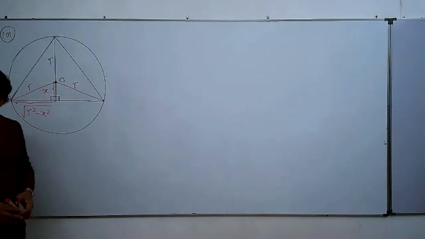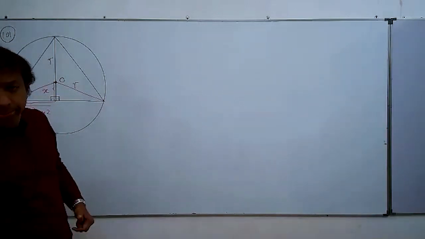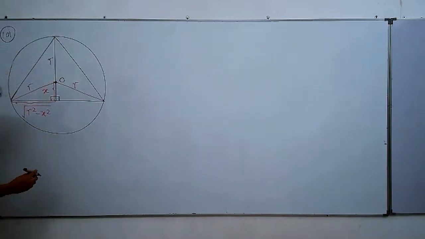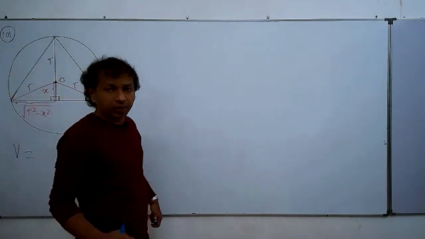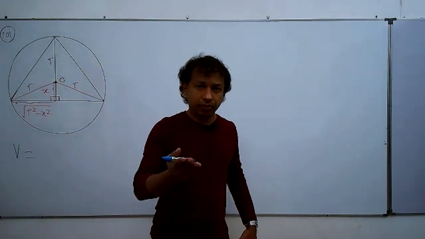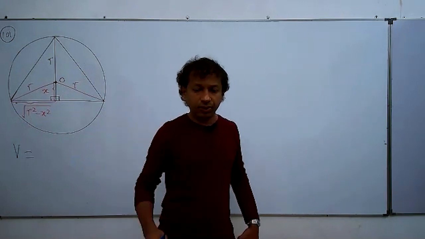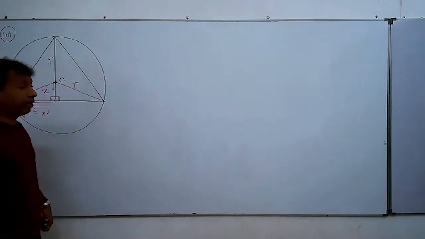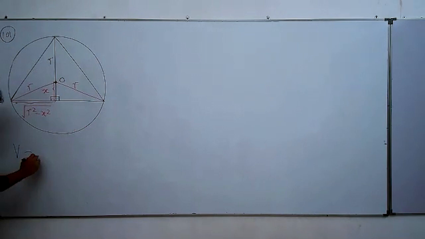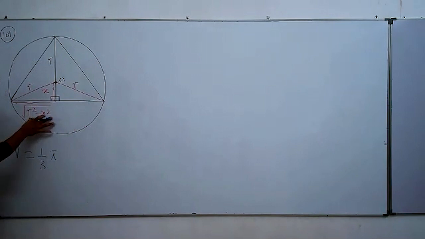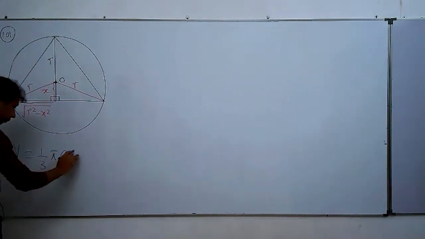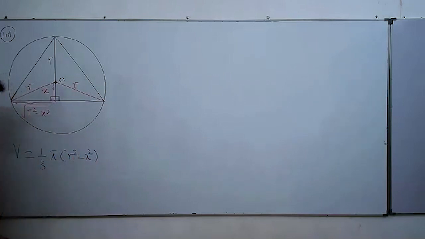Now you can write the volume of the cone V. What is the formula for the volume of a cone, people? One third base area into height, 1/3 pi r squared h. H is the height of the cone. It is in this case r plus x. Pi times r squared, meaning the square of this, the root will eliminate. So 1/3 pi r squared h means r plus x.